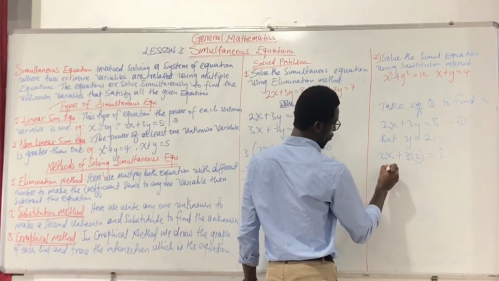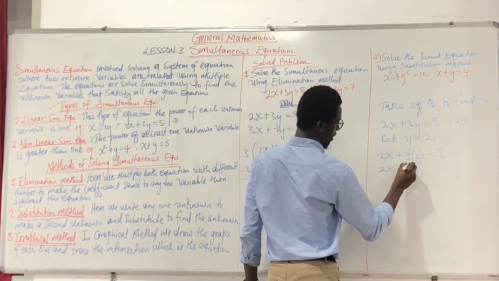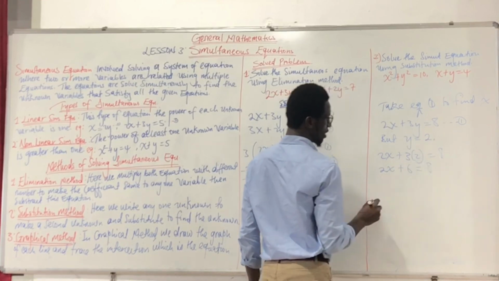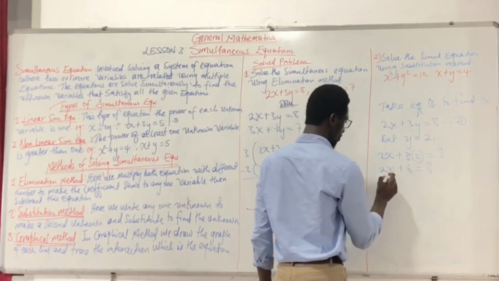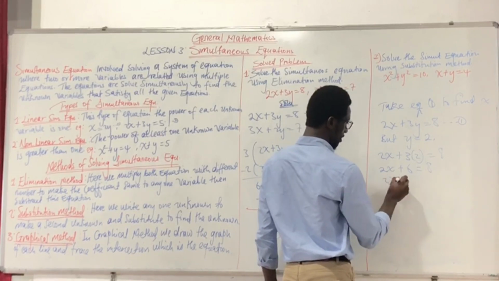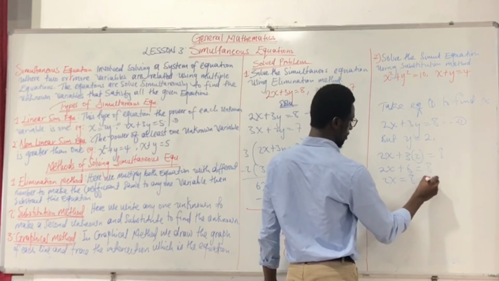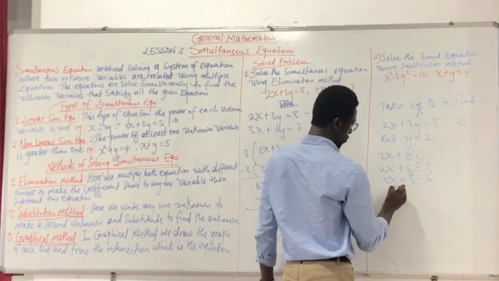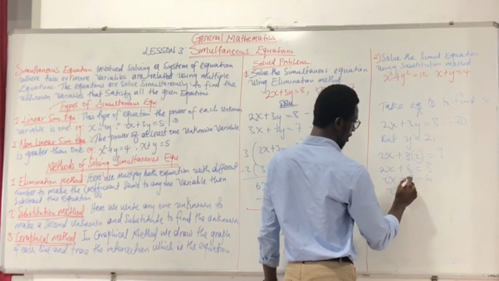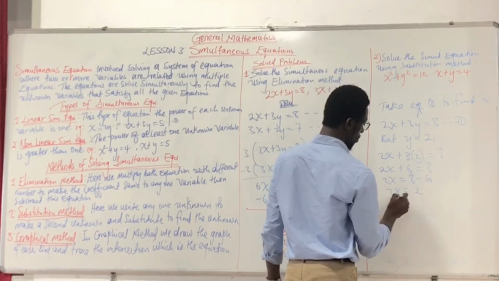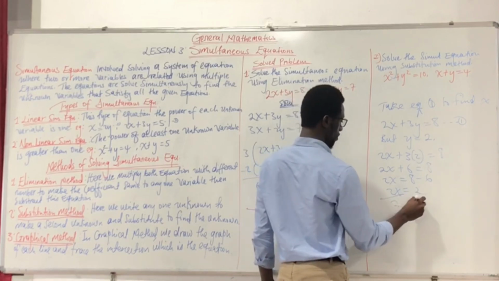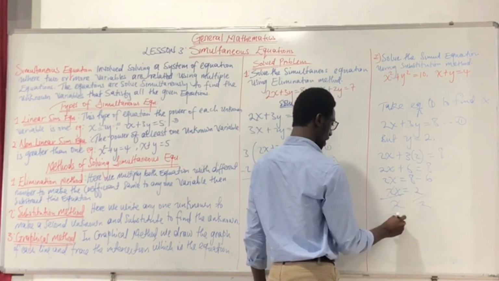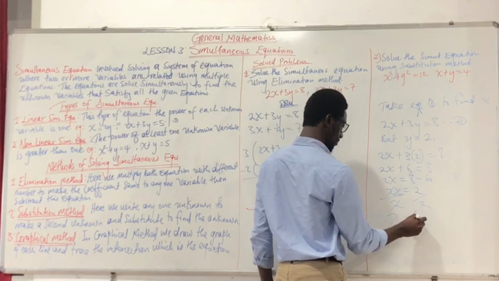So now our 2x plus 6 equals 8. So now we transpose. So 2x equals 8 minus 6. So 2x now becomes 8 minus 6, which is 2. So we divide both sides by 2. So our x is equal to 1.